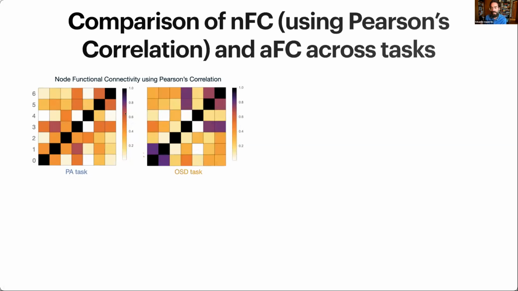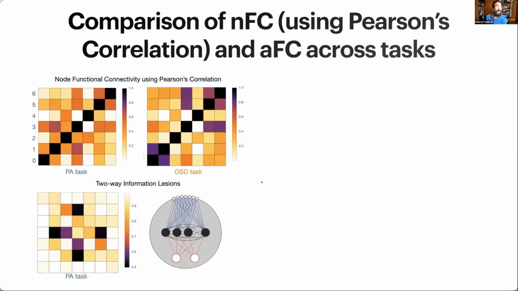And of course, one thing to point out here is that even though the network is exactly the same, there's no plasticity, the functional connectivity maps for these 2 tasks are different.